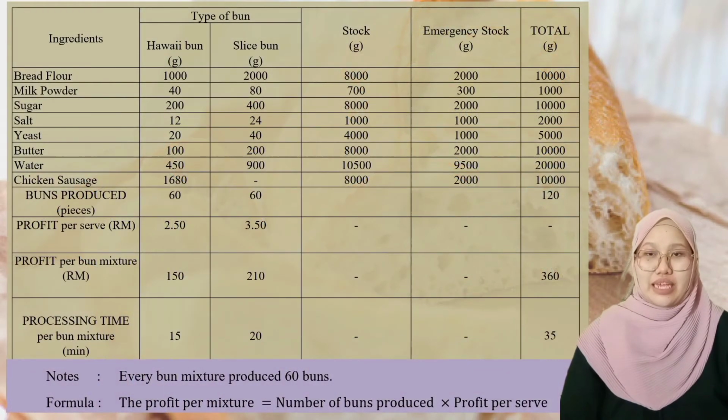This is the table of data for my project. For information, every bun mixture will produce 60 buns, and the formula to calculate the profit per mixture is by multiplying the number of buns produced with the profit per serve.